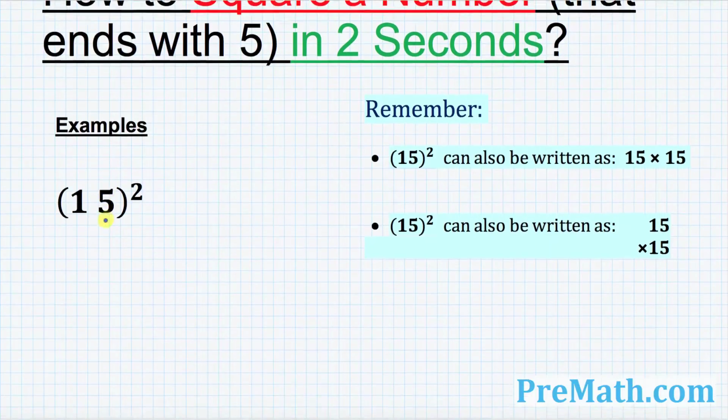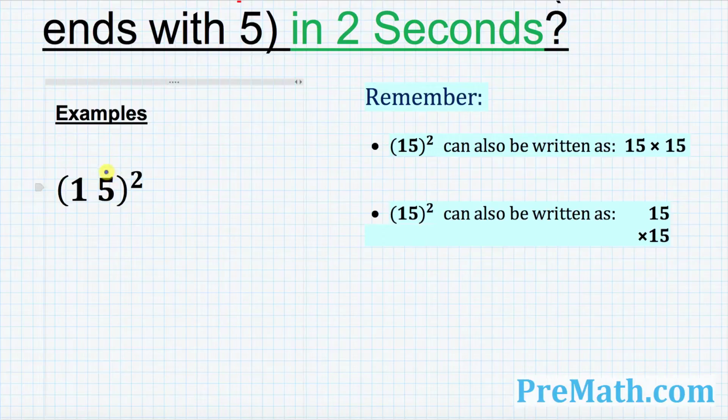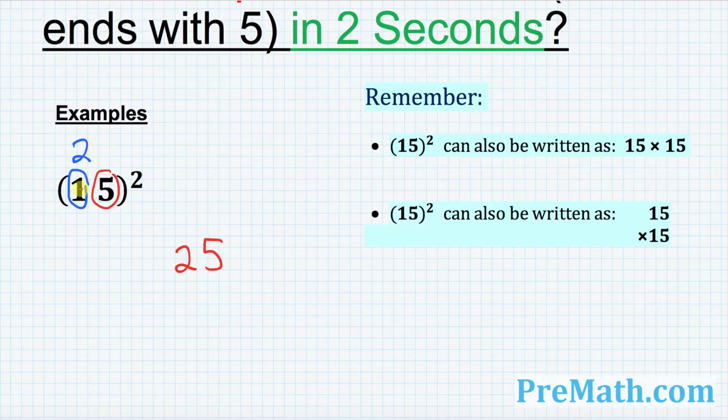So in this example we have 15 squared. What is the right hand side number over here in the parentheses? 5. I want you to look at 5. Take the square of 5, what is it? 25. Now the next thing I want you to do is look at the left hand side number. What is it? 1. Let me ask you, what comes after 1? Of course 2. I want you to multiply these two numbers. 1 times 2 is what? 2. So 225 is your answer.